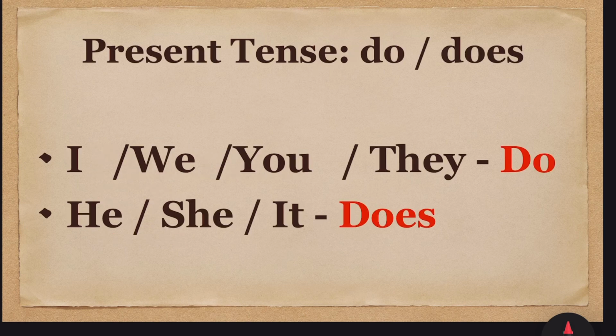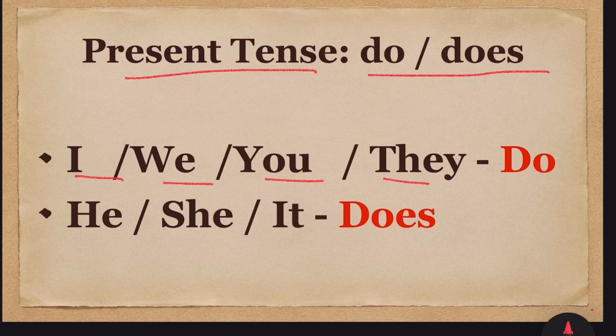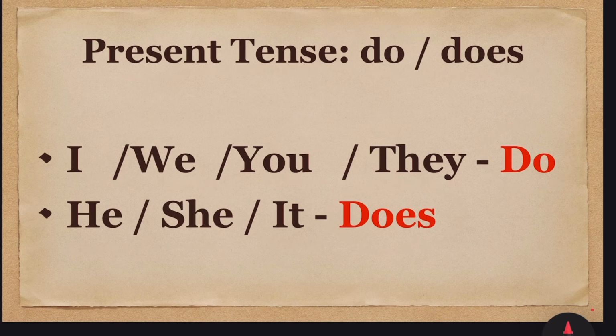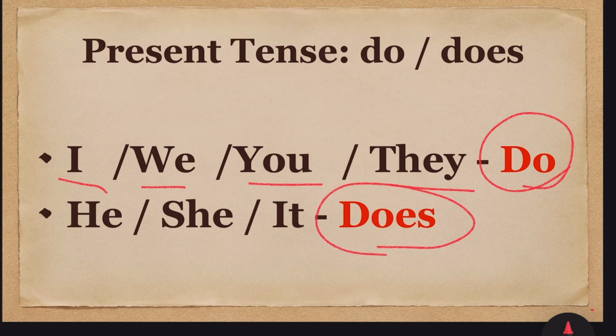See the example, present tense, do or does. If the subject of the sentence is I, we, you, they, we can use do as the verb. But if the subject is he, she, it, then you have to use the verb does instead of do. So, use do when the subjects are I, we, you, they, and use the verb does when the subjects are he, she, it.